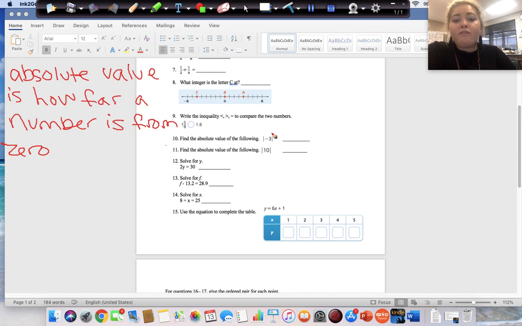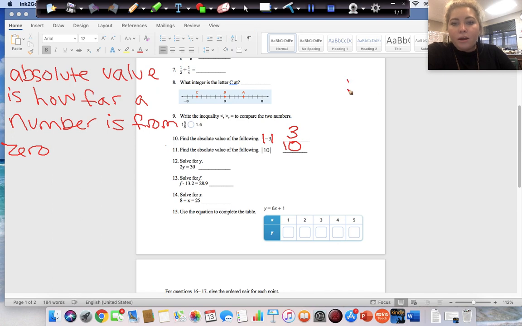So, how far is negative 3 from 0? It is 3 steps away from 0. How far is 10 from 0? It is 10 steps from 0. Again, it will always be the positive form of whatever number is inside those lines. And these are your absolute value lines. That's what tells you that this is an absolute value problem, aside from the directions saying, find the absolute value. Anytime you see those lines, that means what is your absolute value or how far is this number from 0.